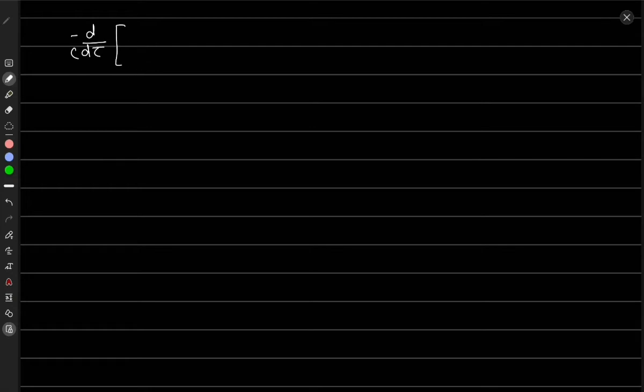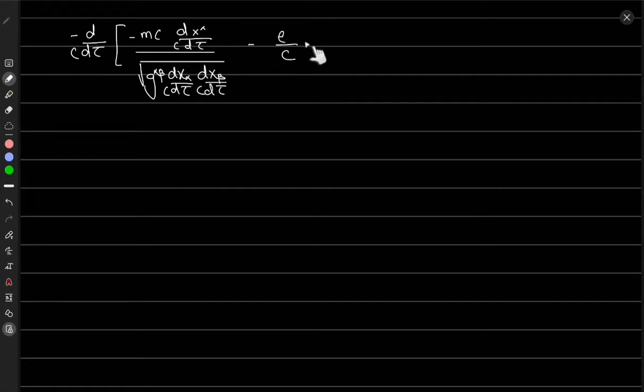tau times minus mc dx alpha over d tau, and then there's c over here as well, and divide this by the square root of g alpha beta times dx alpha over d tau times c, and then again dx beta over d tau times c. And then you have this second term, which is the interaction term, minus e over c A alpha of x. Right, now you can see that there are some cancellations happening over here, so you can cancel that and you're left with this thing.